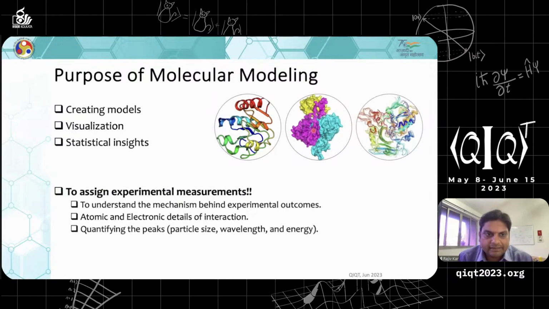But more importantly, the reason we use molecular modeling principles is to assign the experimental measurements. That's where it is of more importance, because in circumstances where the experimentalist can do the measurements but is skeptical of what is going on behind the peak and what the reasons are, there comes the importance of molecular modeling, where we can pinpoint the use and relevance of each atom, and more precisely each electron, in governing the overall phenomena. For example, we want to understand the mechanism of the experimental outcome, or the interaction details, be it atomistic or electronic in nature, and also quantify several measurement peaks, for example the particle size, wavelength, and energy.